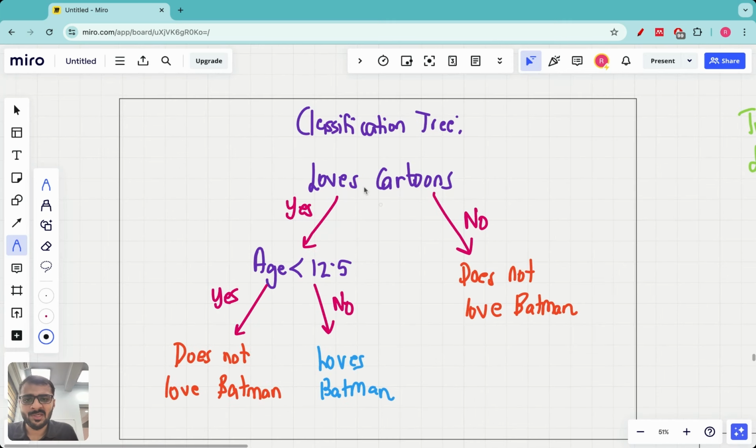So let's look at this tree. First, you ask whether the person loves cartoons or not. If they say yes, you ask their age. If it's less than 12.5, you can confidently say they do not love Batman. If the age is greater than 12.5, you can confidently say that they do love Batman. On the other hand, if their answer to the first question, whether they love cartoons or not, is no, you can immediately say that that person does not love Batman.